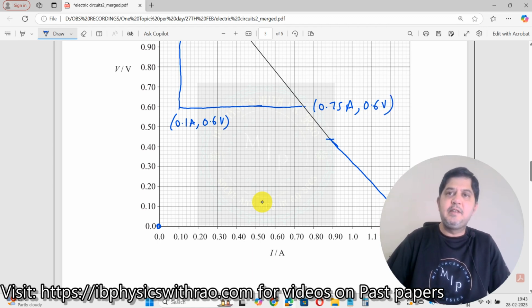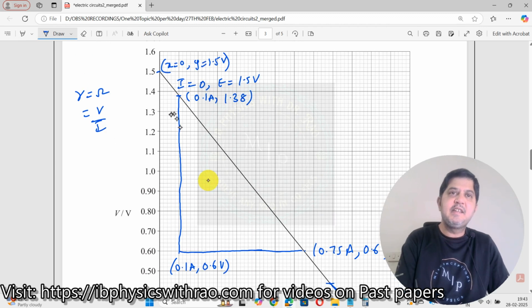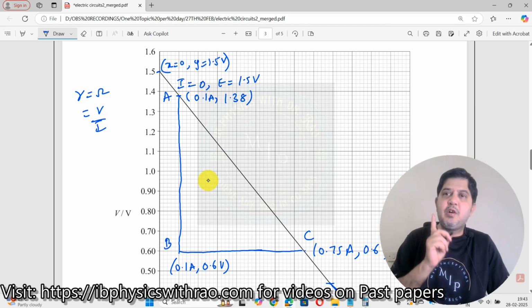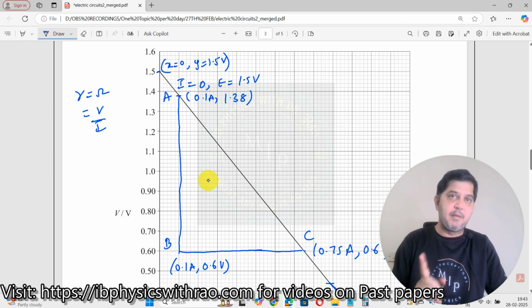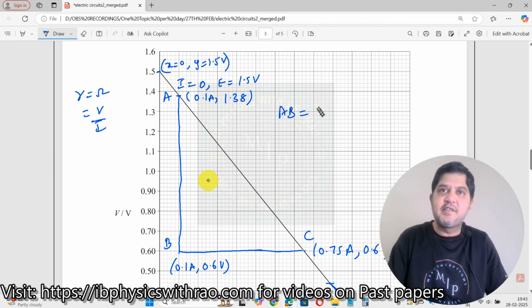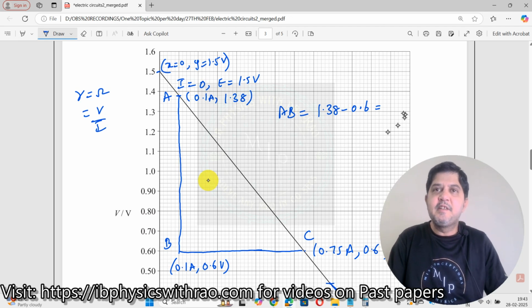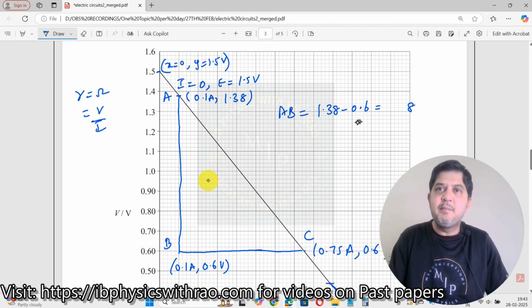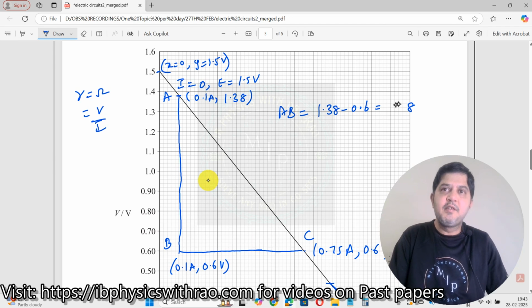I will now label these parts. I will say this is my A, this is my B, this is my C. You need to show all these calculations, only then you will get appropriate marks. Now AB is equal to how much? AB is equal to 1.38 minus 0.6. How much will this be? 1.38 minus 0.6 is 0.78 volt.